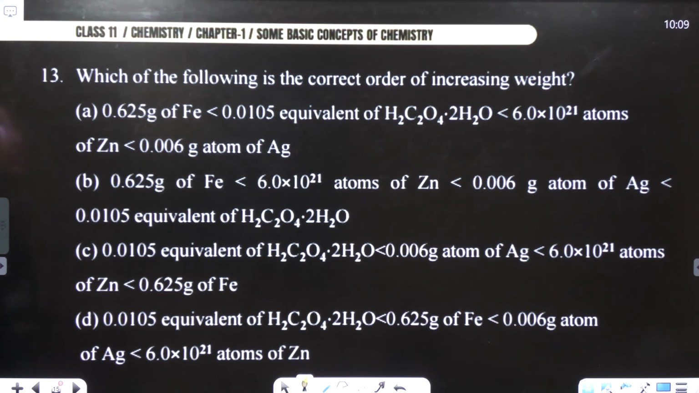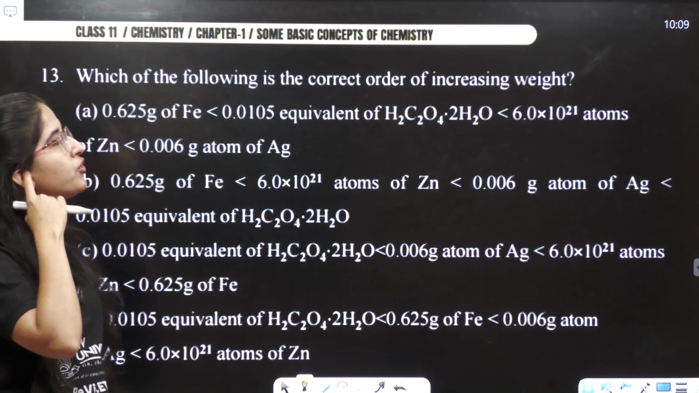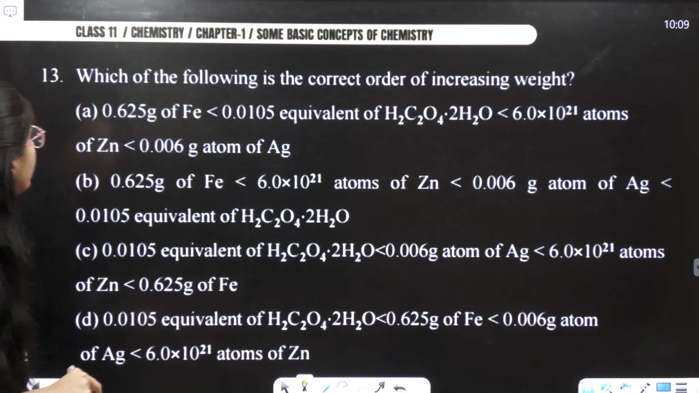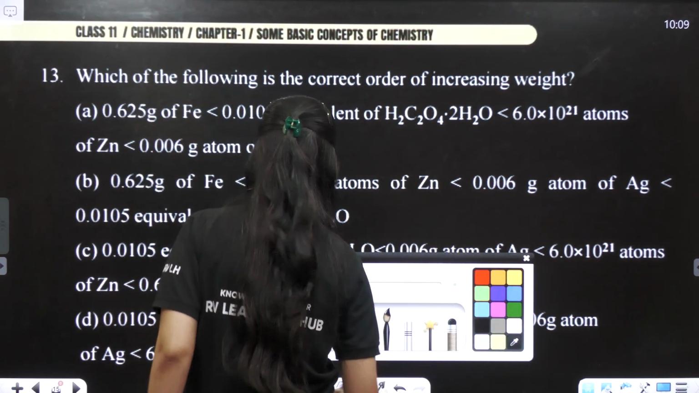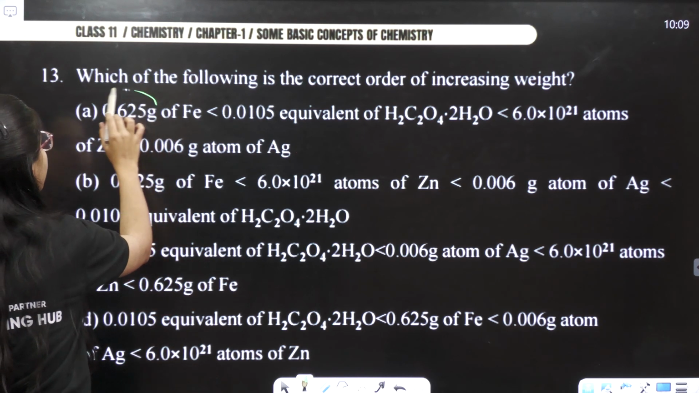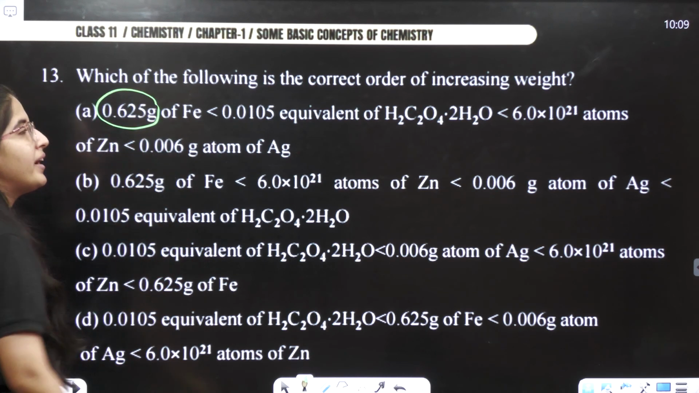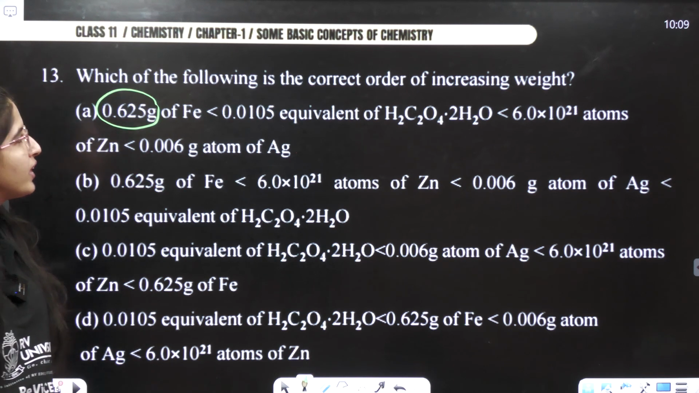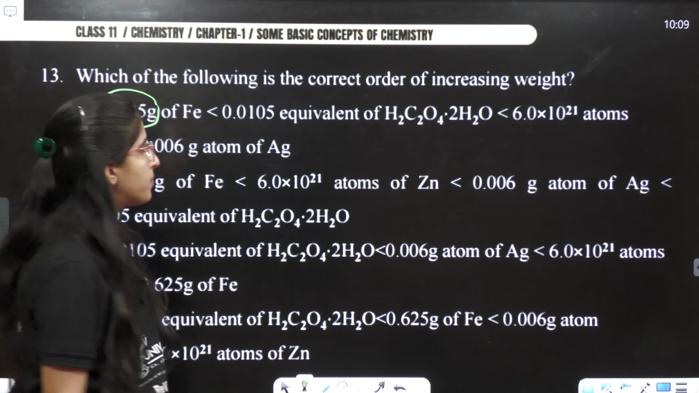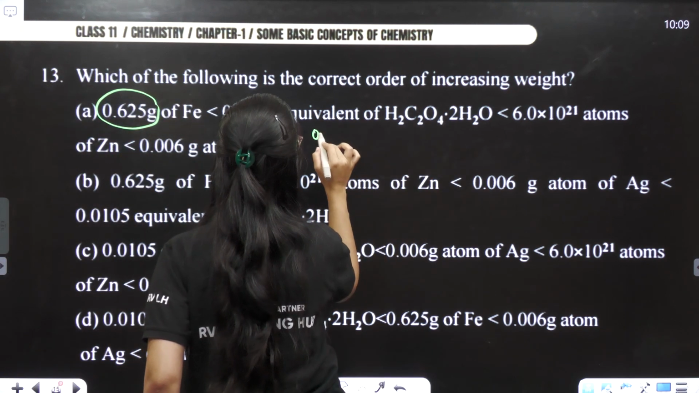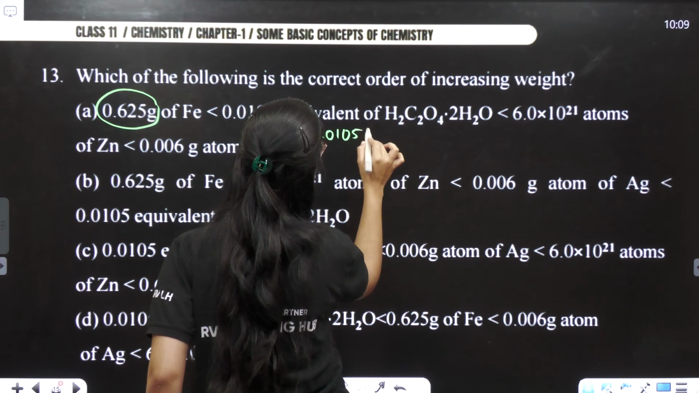Next question. Which of the following is the correct order of increasing weight? We have to compare the weight here. So first let us take A, what they have given? 0.625 grams of iron. So already they have given you weight. For the next one, they have given 0.0105 equivalent of H2C2O4·2H2O. So equivalent can be converted into grams. How? You have to write equivalent and equivalent weight.